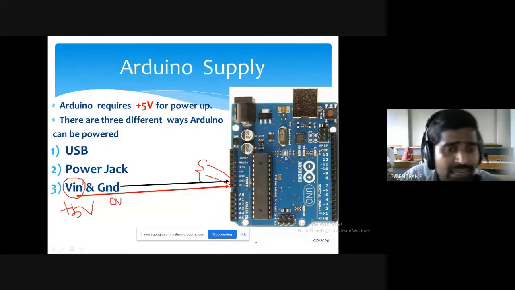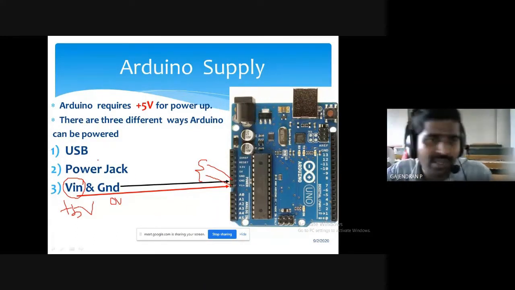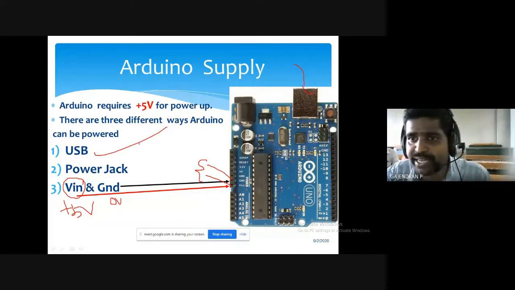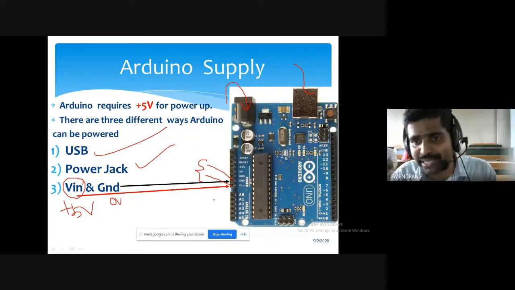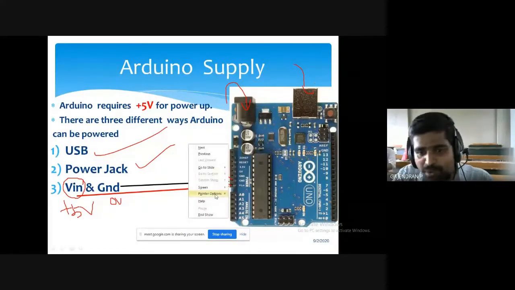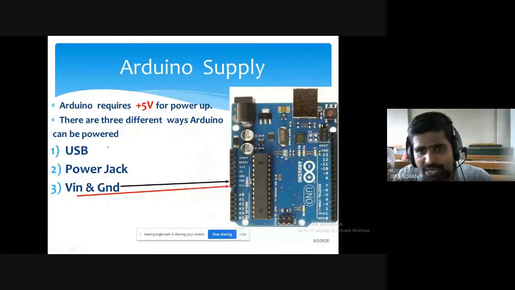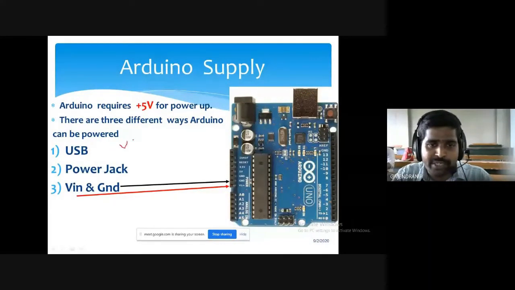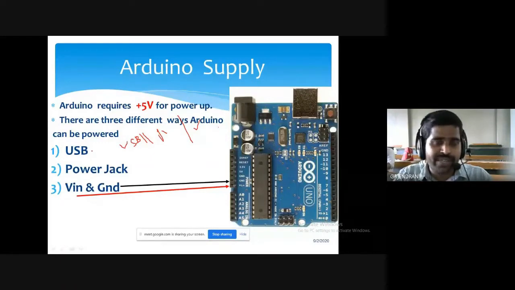Yes. Come back quickly. What are the 3 ways? First one is USB. Simply you connect it here. Second one, power jack. You can connect it here. The third one is V in ground. But there is a limitation here. What is the limitation? Please make note of it. At a time, I can give any one mode I need to use. At a time, you can put it as an OR gate: USB, or power jack, or V in ground. We have to give any one way to power the board.